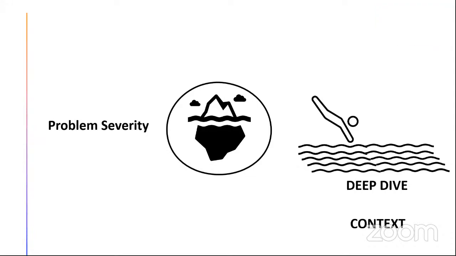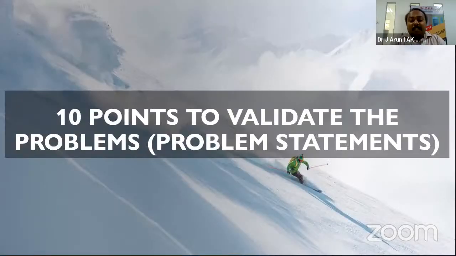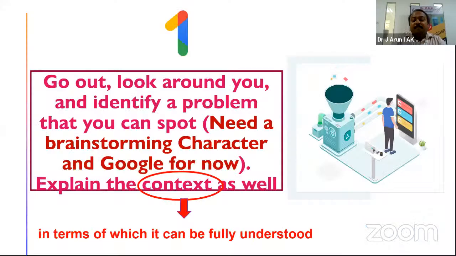So to understand the severity of the problem, you have to deep dive and identify how big the problem is. For example, we have 10 points to validate the problems. Remember, 10 points. Today's take-home message is 10 points. You have to really remember this. This is a lifelong skill, a lifelong learning skill. So what are the 10 points to remember? Number one.